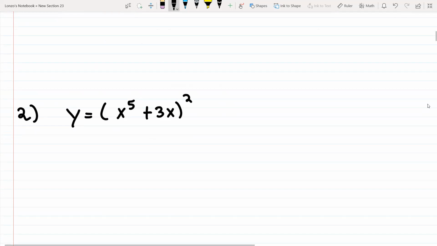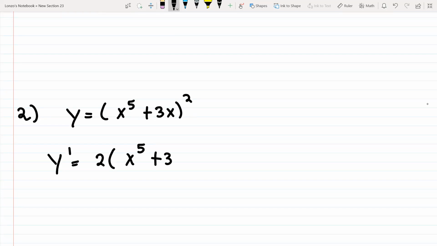y equals (x to the 5th plus 3x) raised to the second. Just like number one, we're definitely going to use power rule and chain rule. So you put the 2 in front of the parentheses: 2 times (x to the 5th plus 3x), and then the power is going to be 2 minus 1, which is 1. Then you take the derivative of the inside. The derivative of x to the 5th is 5x to the 4th. The derivative of 3x is just positive 3.